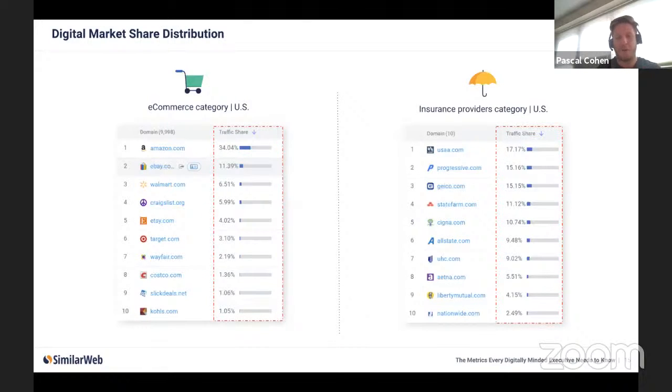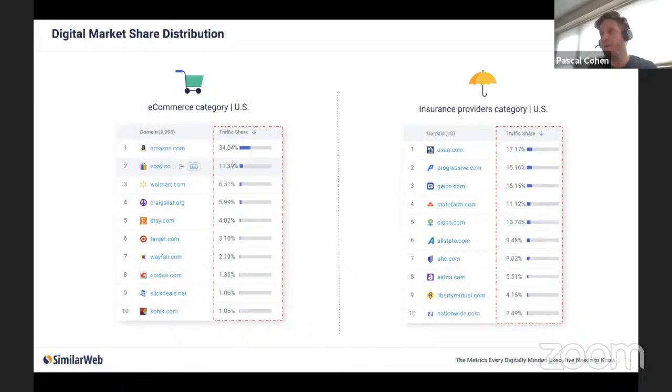Now, this is a very interesting one. I would like to hear your opinions as well. You chose two different industries here. On the left side, you have the e-commerce category in the US, some of the websites that we categorize as e-commerce in Similarweb. And on the right side, you have the insurance providers category. Some of these insurance providers are offering more or less the same thing; some are just offering car insurance, but you get the idea. You have two different industries here.